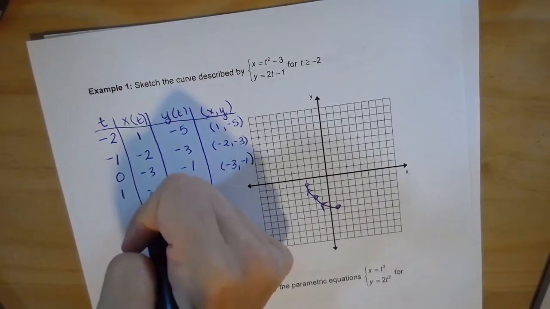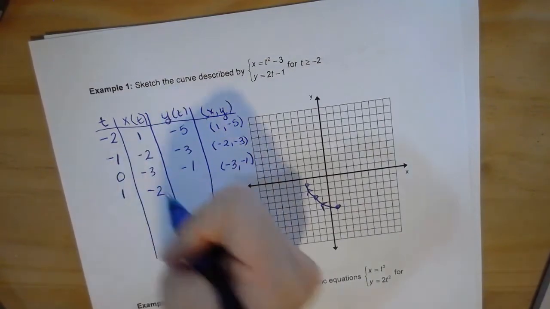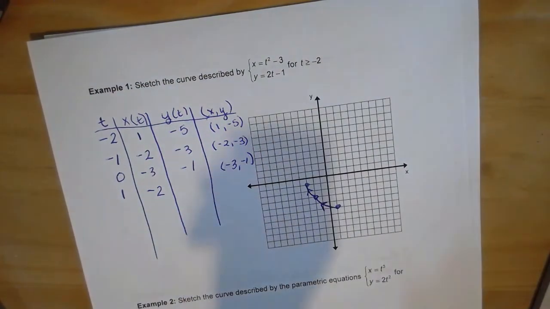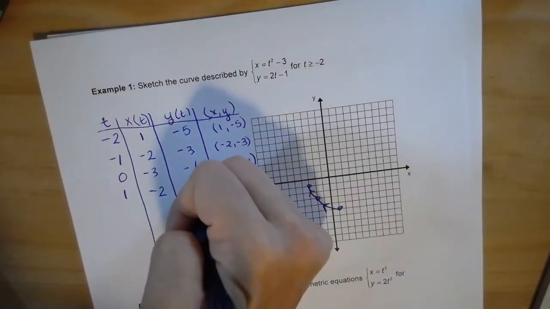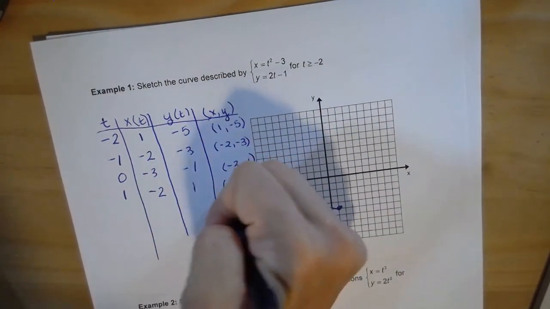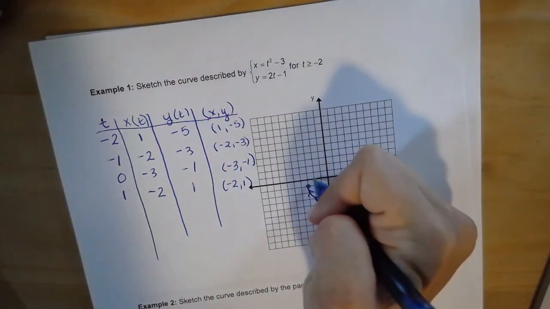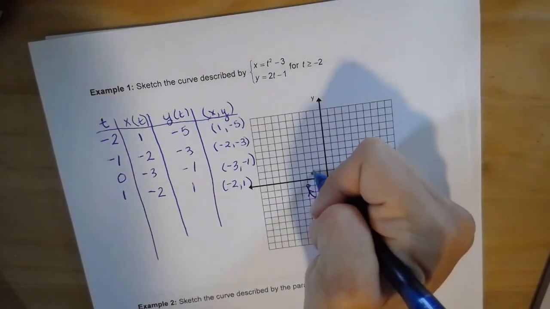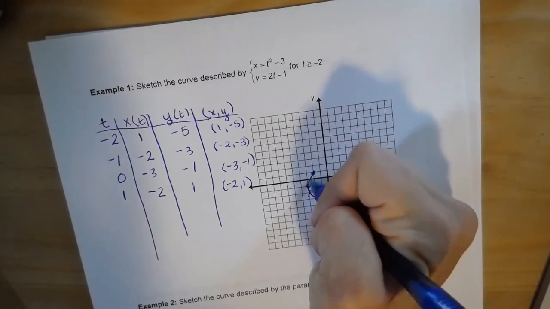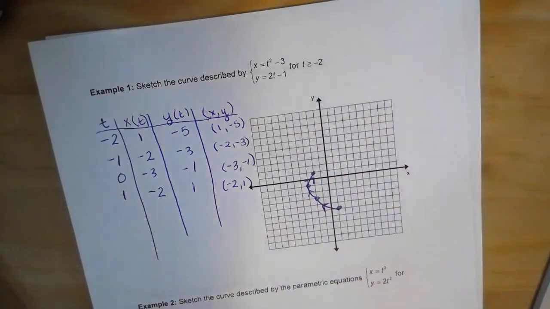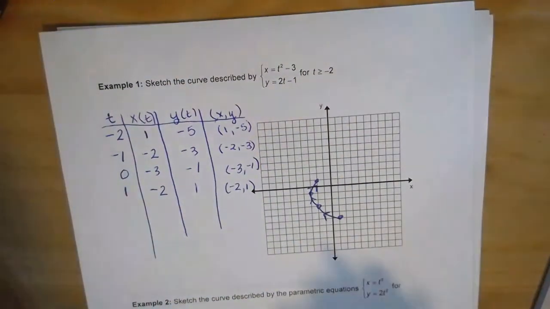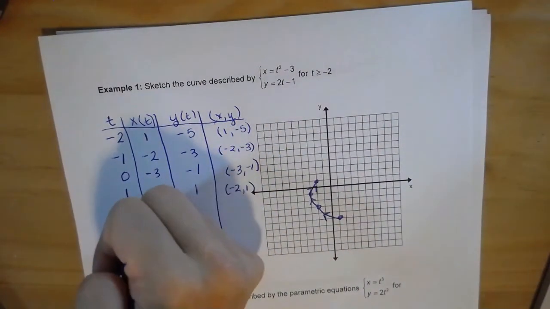So if I plug in 1, I get -2. If I plug in 1 over here, I get 1. So we have the point -2, 1. As you can see, it's starting to curve around, and I'm going to put my arrow there. Okay, let me keep going so I know what this does.